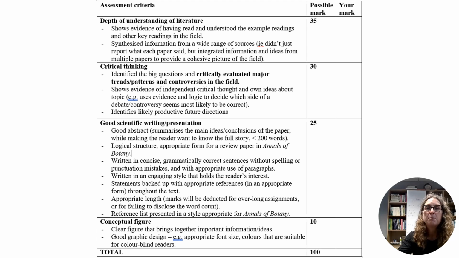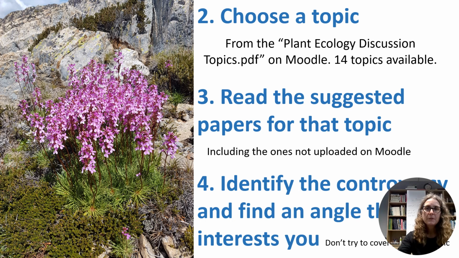A lot of the grades here are for the depth of understanding of the literature, so that's 35%, and for critical thinking, so thinking deeply about the types of ideas that you're encountering in those papers. So there's more detailed criteria there that you can go through in your own time.